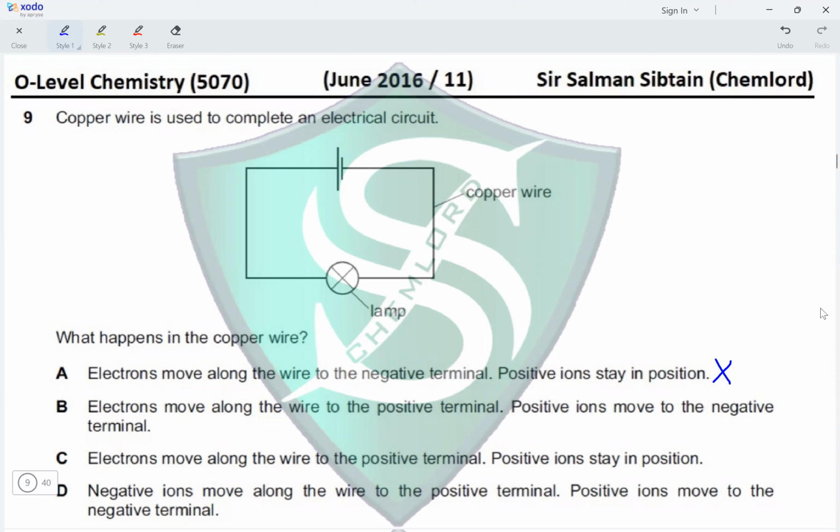Electrons move along the wire to the positive terminal. Positive ions move. No, positive ions will stay in their position. They will not move. Next, electrons move along the wire to the positive terminal. Yes, positive ions stay in position. Correct. Negative ions move along the wire to the positive terminal. Negative ions do not flow. Electrons will flow. So this is also incorrect. Therefore, the correct option for this question is option C.